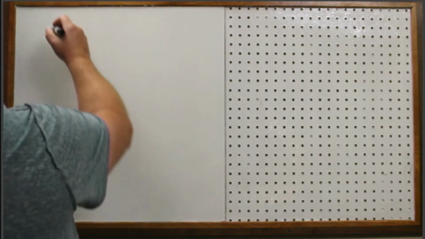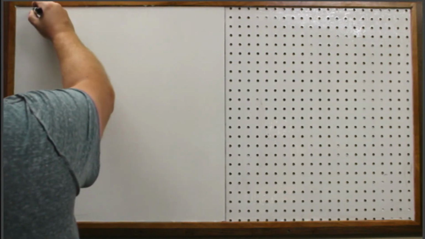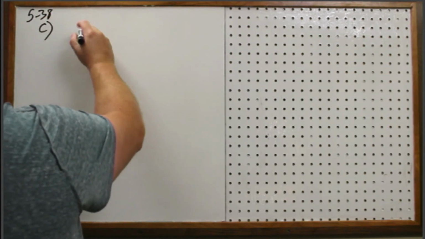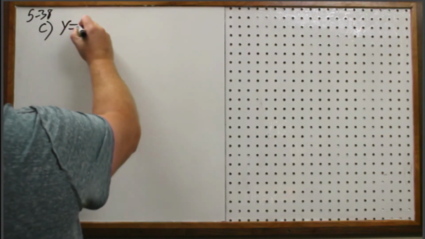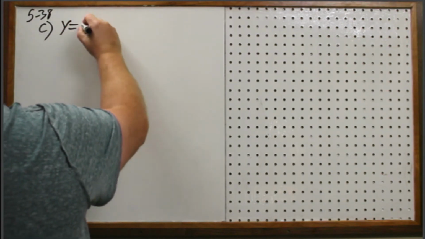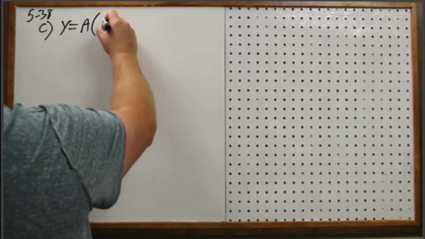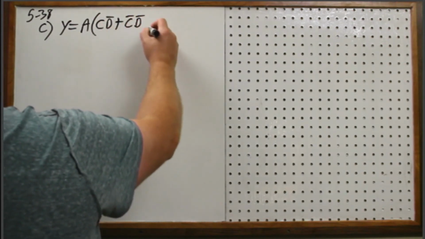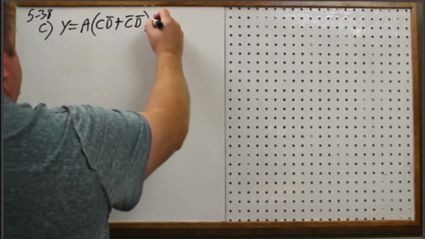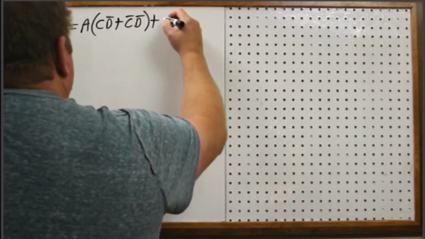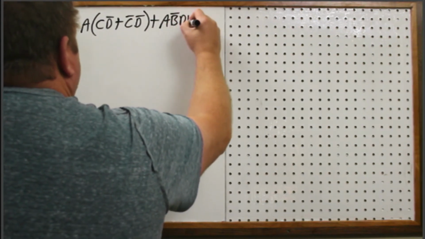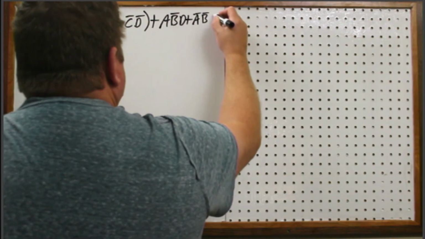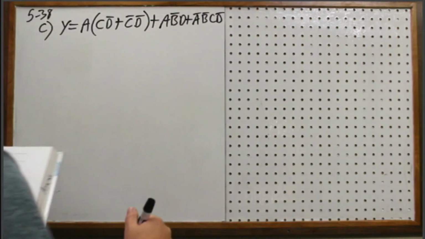So this is 5.38, letter C. And so I'm going to need my book up here because it's kind of long. So Y equals A times C D naught plus C naught D naught, and that is plus A B naught D plus A naught B naught C D naught. Okay.